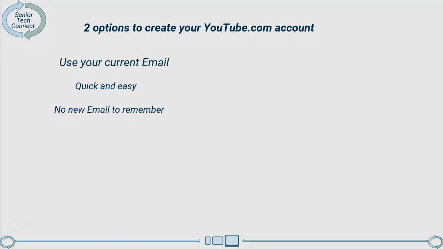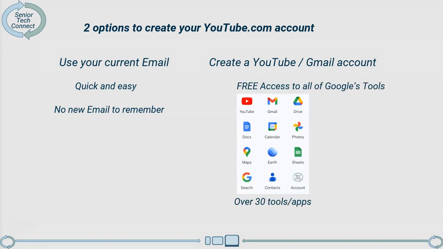I'm going to strongly suggest that you do the other way to do this, which is to create a YouTube or Gmail account. And as I alluded to just a second ago, when you do that, you get access to all of Google's tools. There are over 30 tools or apps that you would have access to if you have a Gmail account. Now, that doesn't mean that you need to let anybody else know your Gmail account. You don't need to switch over and start using that for email that you get from family and friends. You're just going to have a different Gmail account that you would use however you decide to use it.